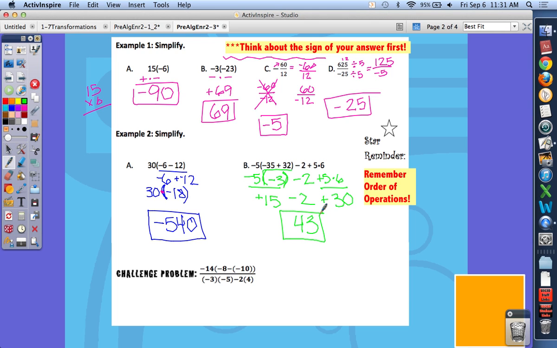Okay, try this challenge problem. You can pause it. I'm not going to give you the answer to the end, so try this problem first.